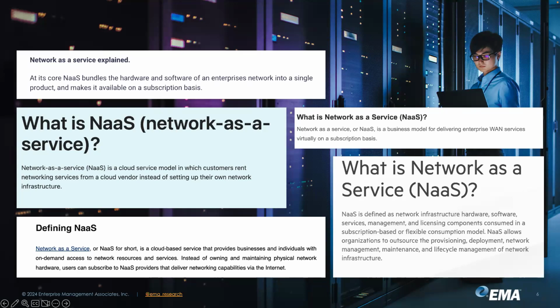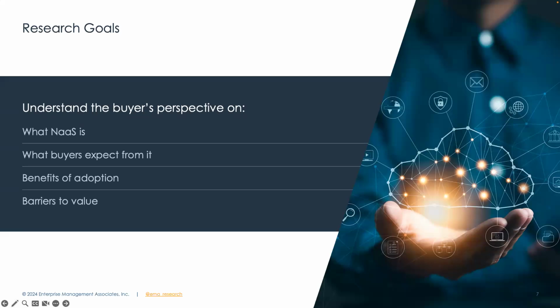I think that what you're going to see is people will start defining things in the context of what they're trying to offer, and it might start to fragment a bit into different capabilities, different types of networks. But right now, I think the industry needs to get rigorous about defining what NaaS is when they're talking about it, so that buyers know what to expect. And that's the research goal here: to understand the buyer's perspective on what NaaS is, what they expect from it, what kind of benefits they will get if they adopt it, and what sort of barriers are in place to prevent them from getting value out of it.